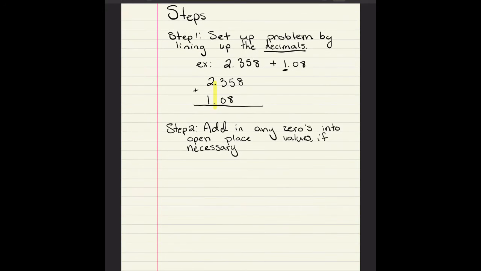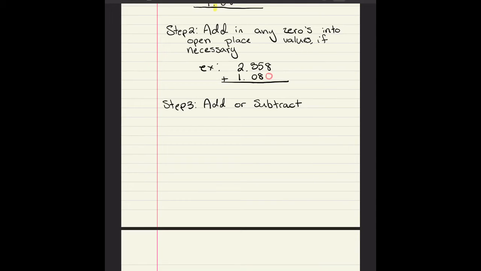So step 2 is to add any zeros into open place values if necessary. So if we're still working with our example, we have 2.358 plus 1.08, and I'm going to add in my 0 here. And step 3 is just to add or subtract. So it's just doing the act of adding the numbers that we're given.